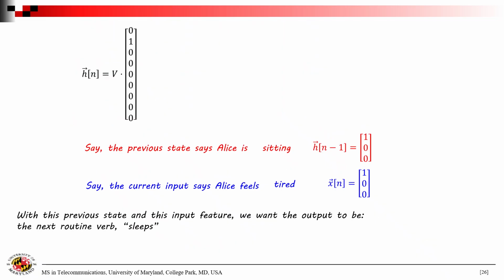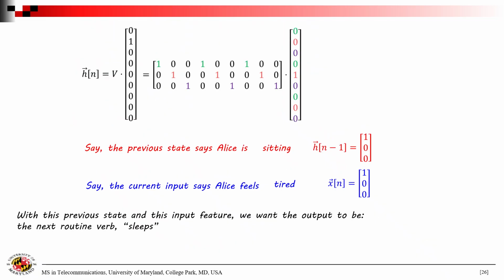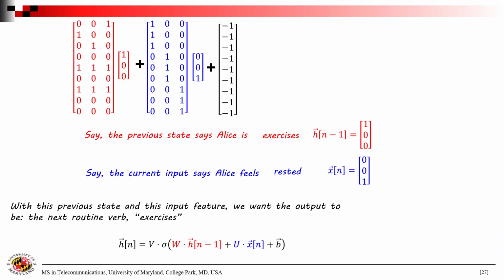And then for the current state, we pre-multiply by the V matrix, and we add all the three greens together, all the three oranges together, and all the three purples together, and we get the vector corresponding to sleeps. Today, Alice feels tired. So no matter what she did yesterday, today she's going to sleep. That is correct. One last example to make sure we're all on the right track.